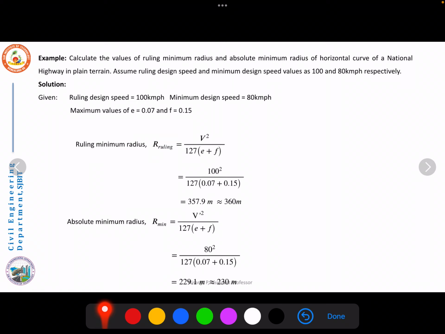The radius of the horizontal curve will be designed in such a way that the curve radius lies between these two values. With this I'll conclude. In the next session we'll see how the vertical alignment is done in highways.